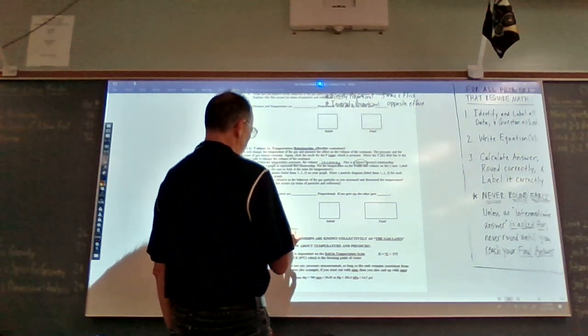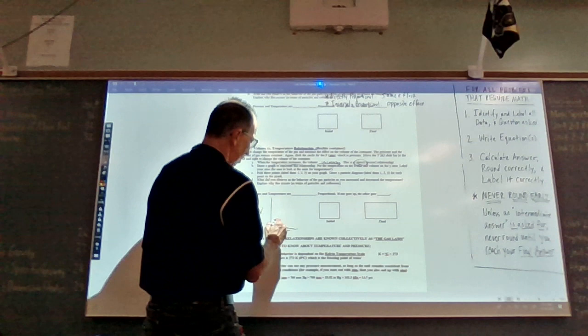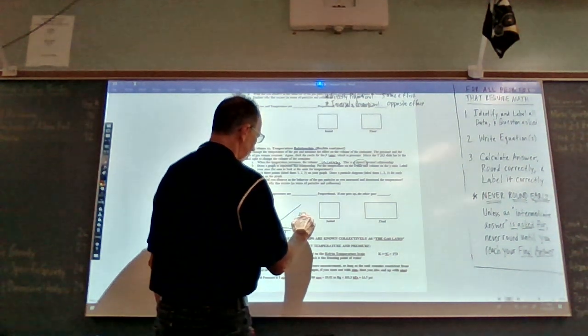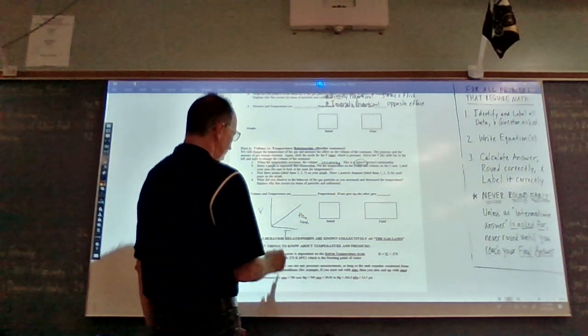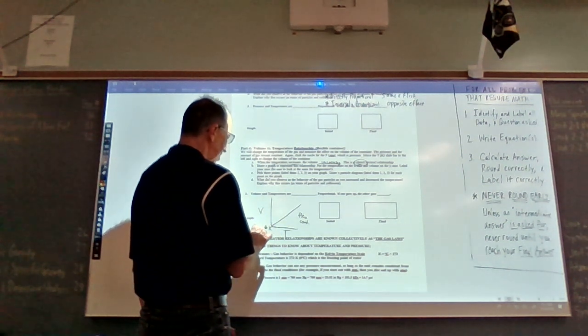So here we go. Here's T, here's V. Going to do this again, same thing. Now we've got a flexible container. This is still 0 Kelvin, or absolute zero.